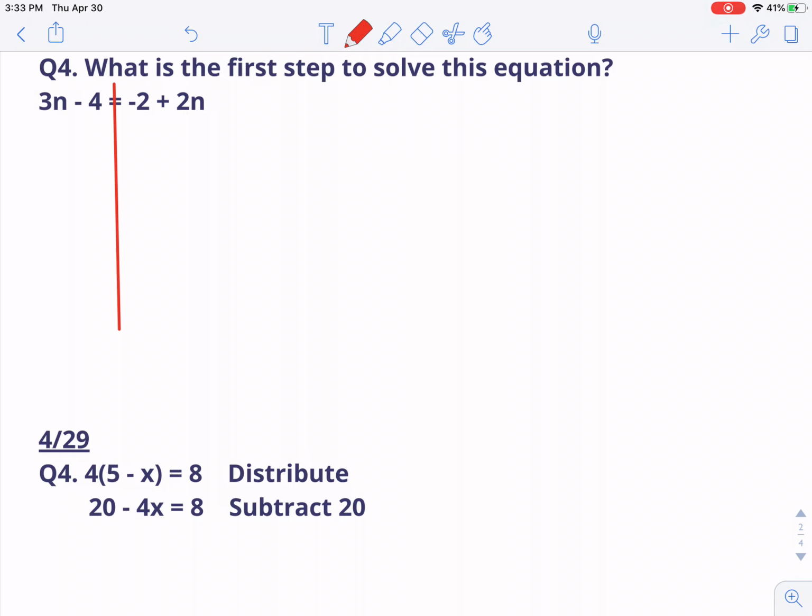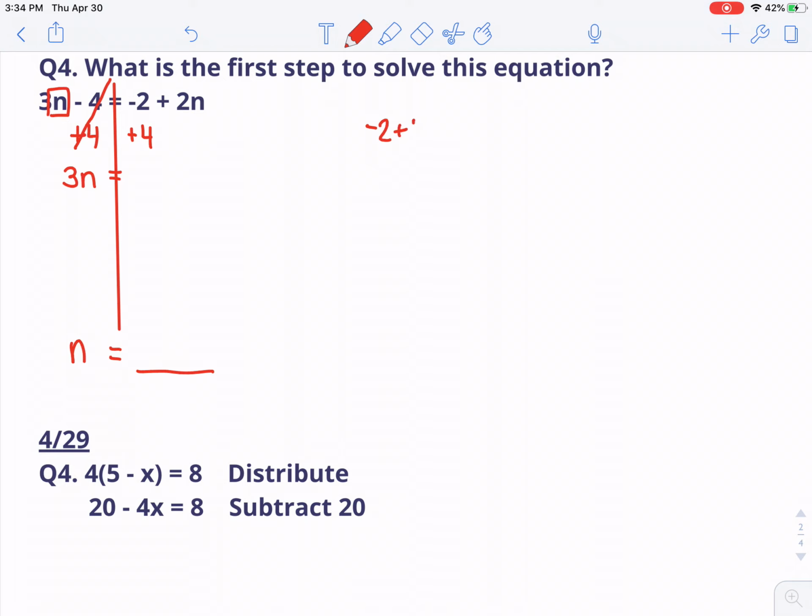So I'm going to add 4 because I'm trying to get it away from this n. That eventually is going to be my final answer. N equals something. Add 4 to both sides. It cancels it out here. Negative 4 and positive 4 cancels or undoes it. So all I'm left with is 3n.